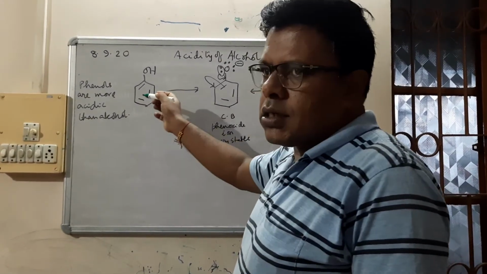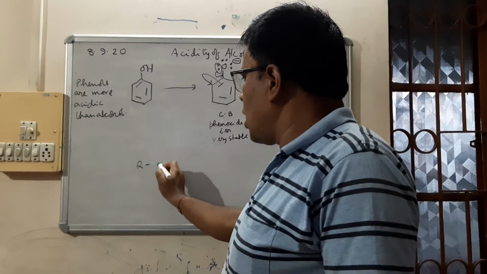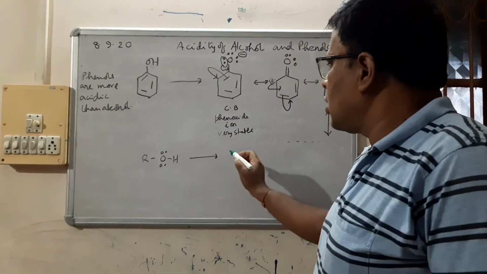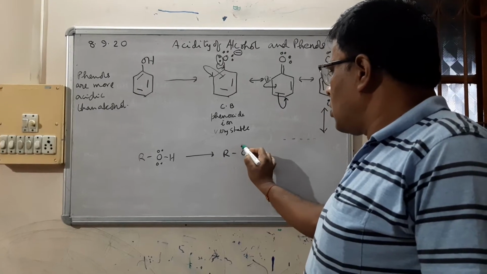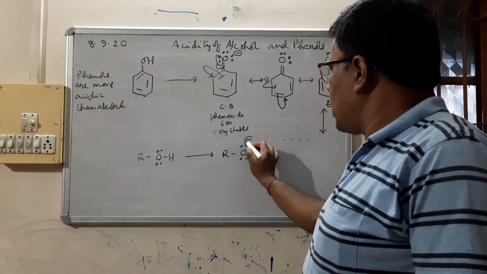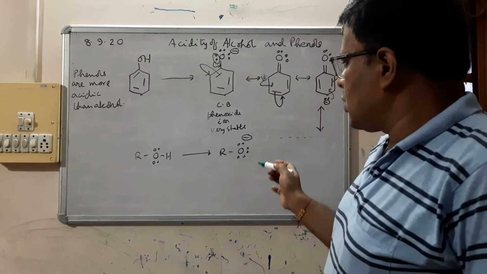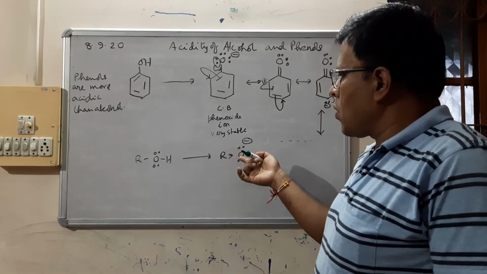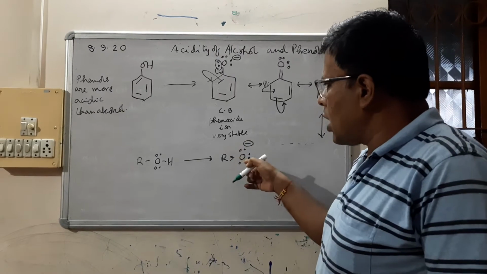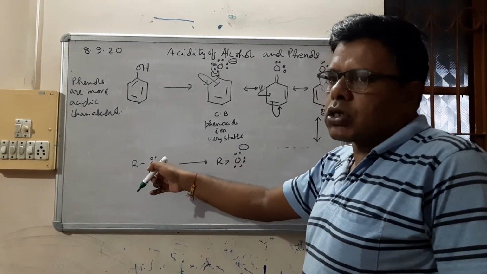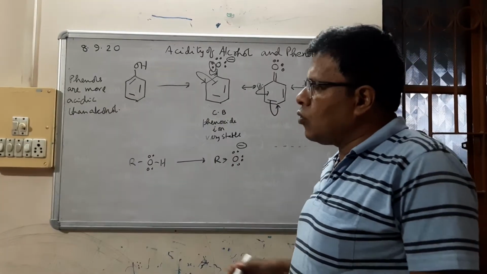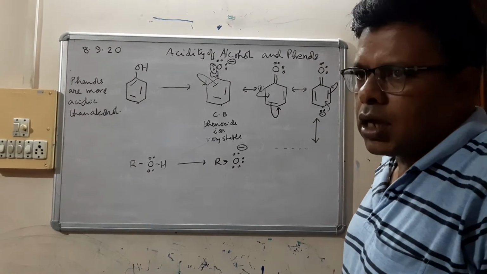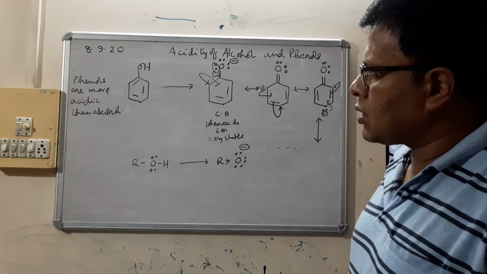Now if I compare the acidity of phenol with alcohol, which is ROH, its conjugate base is RO minus, and we see that because of the plus I effect, this conjugate base will be destabilized. So this alkoxide is not stable. So this is not so acidic as compared to phenol. So we have discussed this point that phenols are more acidic than alcohol. In fact, phenols are much more acidic than alcohol.